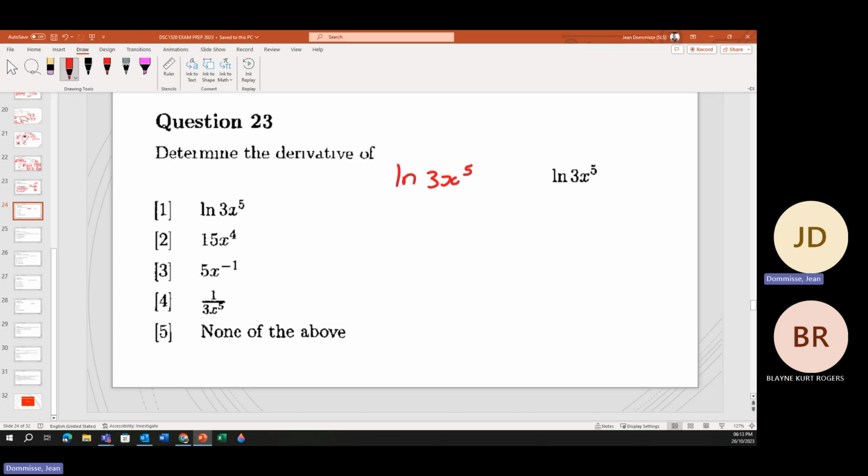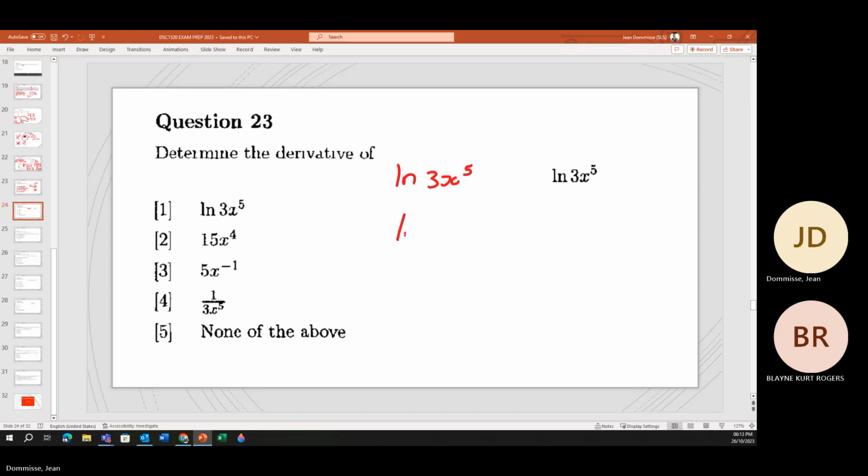Oh, sorry, Carol. Yes. I remember when we did it at first, it was always ln x, the derivative would be 1 over x. So I don't know if that would just be 1 over 3x to the power of 5? So that's what I also thought originally.